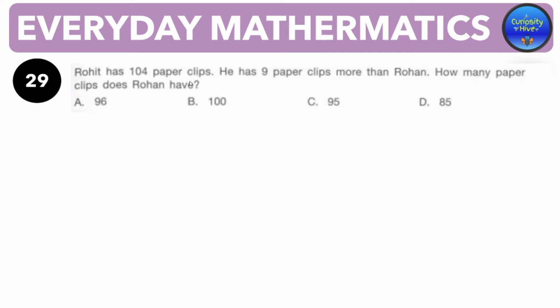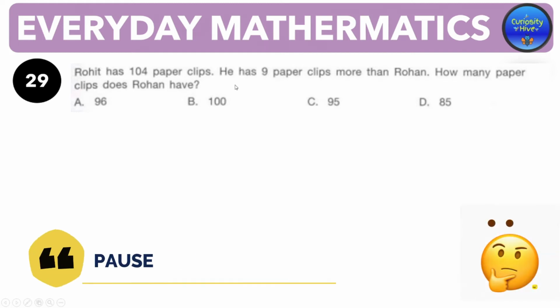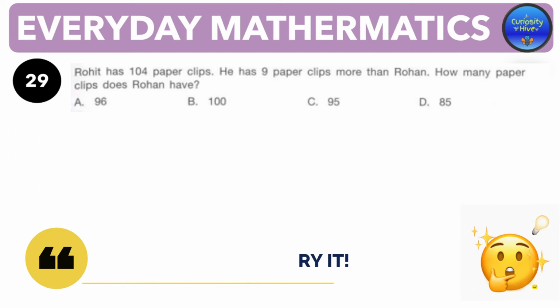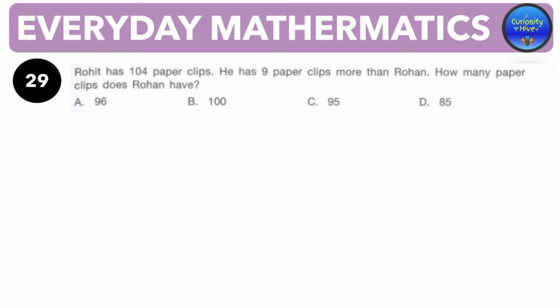Next question. Rohit has 104 paper clips. He has 9 paper clips more than Rohan. How many paper clips does Rohan have? Solve this question, and if you're confused, use the model method.